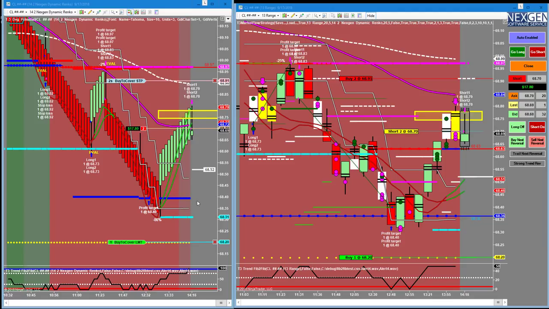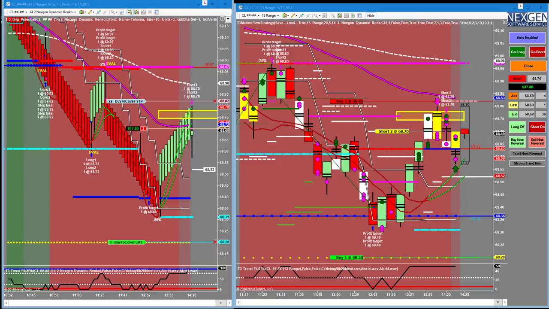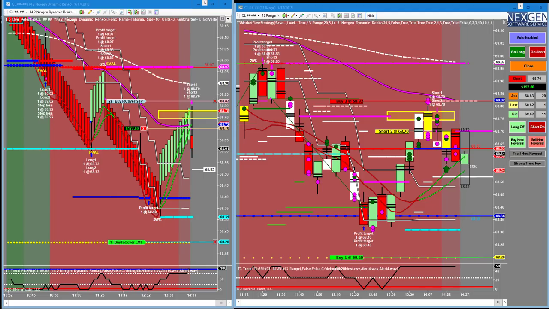Usually it'll come back down to support, and then the second time down to support, we'll get the opportunity for some type of counter trend trade on the retest. And that's really what we're looking for, we're looking for that retest to help us out here for what we're doing.